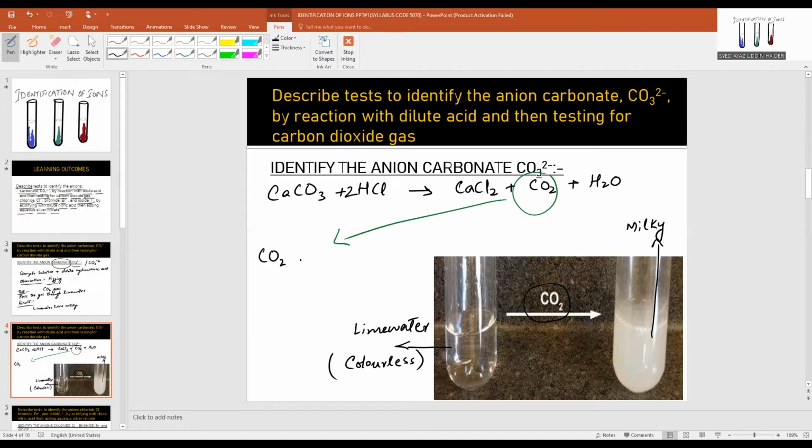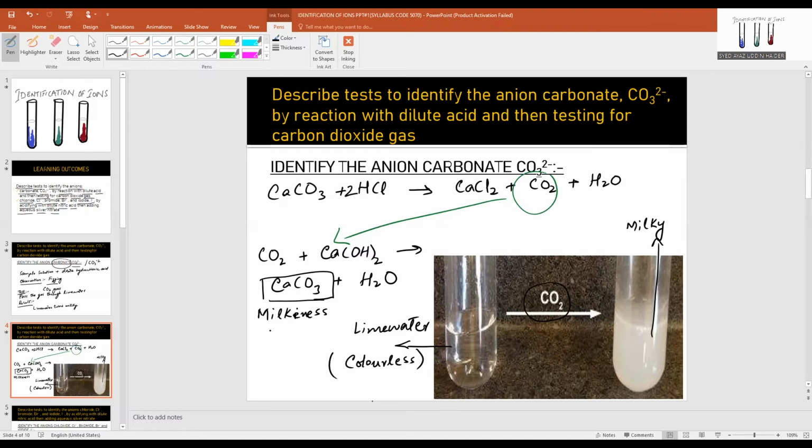We are concerned with this test of carbon dioxide. This carbon dioxide gas is reacted with lime water. Lime water is calcium hydroxide, Ca(OH)2. Now what are we getting? We are getting calcium carbonate plus water. The equation is balanced. You see, this calcium carbonate is responsible for milkiness, as it is insoluble in water.